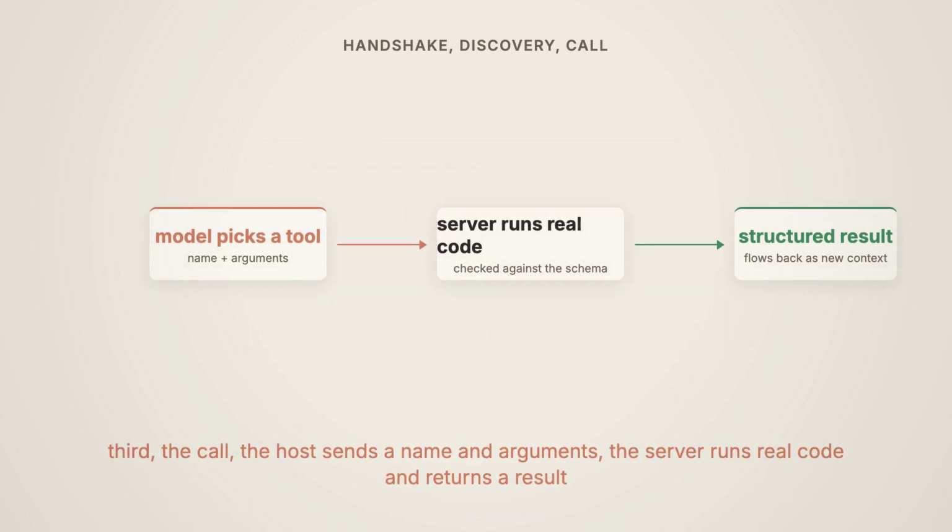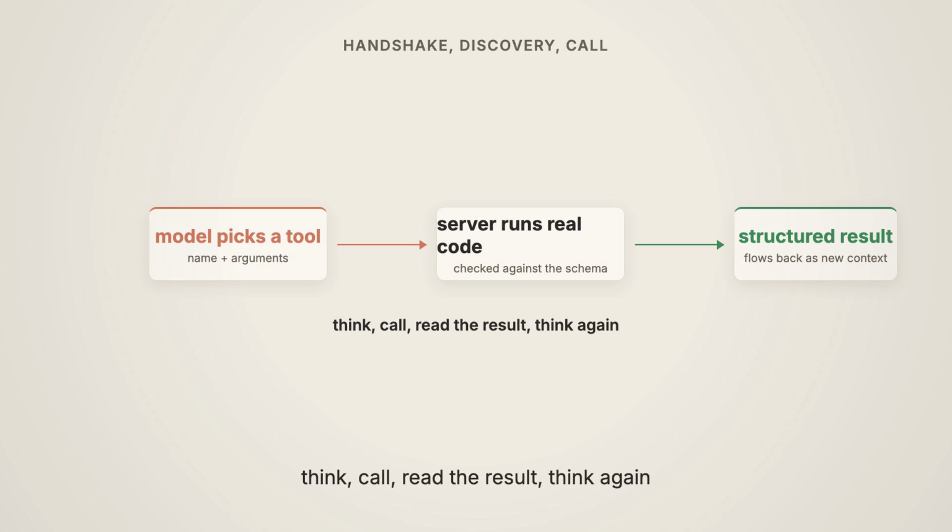Third, the call. When the model picks a tool, the host sends a call message with the name and arguments checked against that schema, and the server runs the real code and returns a structured result, which flows back as new context. Think call, read the result, think again.